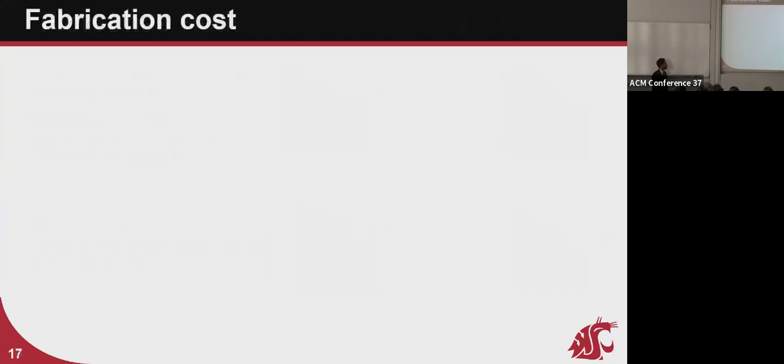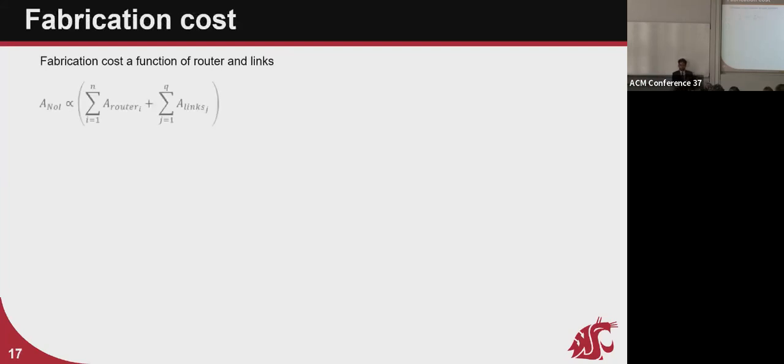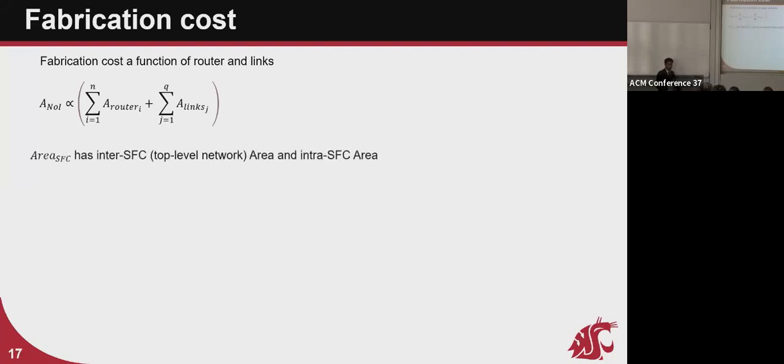Going on to the fabrication cost aspect, the fabrication cost is a function of the number of routers and links, where the area of the NOI is the sum of the area of the routers and the area of these links. In SFC, there are 2 parts: the hierarchical top-level network, and we have the inter-SFC and the intra-SFC, which are the 2 parts.